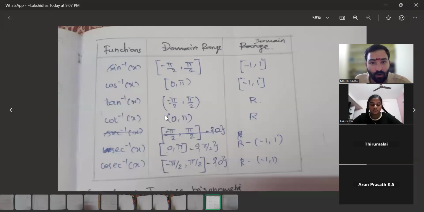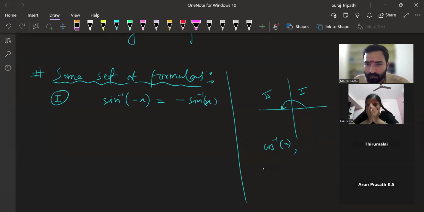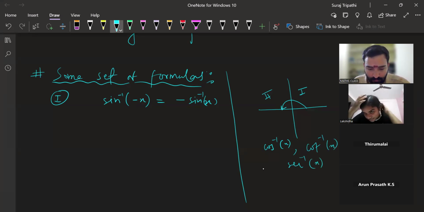After cos inverse x, cot inverse also will lie either in first quadrant or in second quadrant, right? Next, cosec inverse x. Cosec inverse x also will lie either in first quadrant or in second quadrant. Here at pi by 2, cosec inverse x is not defined. Here at pi, it is not defined, right? So it will lie either in first quadrant or in second quadrant. Write it down. This cos inverse x and cot inverse x, and second one is sec inverse x. Write all these values. Right?